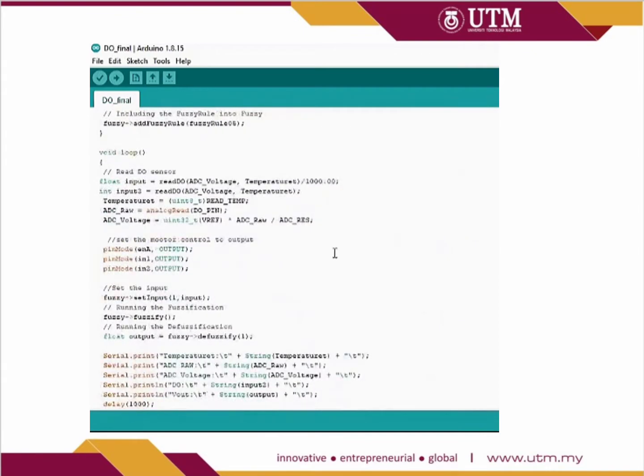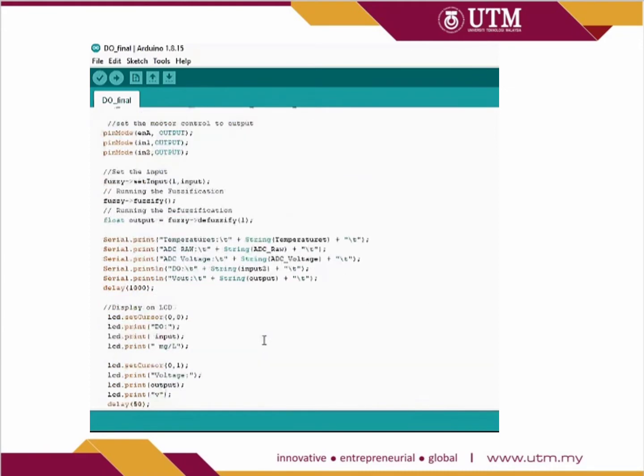Next, the input from the DO probe needs to be divided by 1000 because the unit is in mg per liter. And the pin used to give a signal to the motor driver is also defined here. Here, we can see float output equals fuzzy defuzzy 1, where this is a process called defuzzification. Lastly, the program ends with displaying the output in the serial monitor and LCD display.